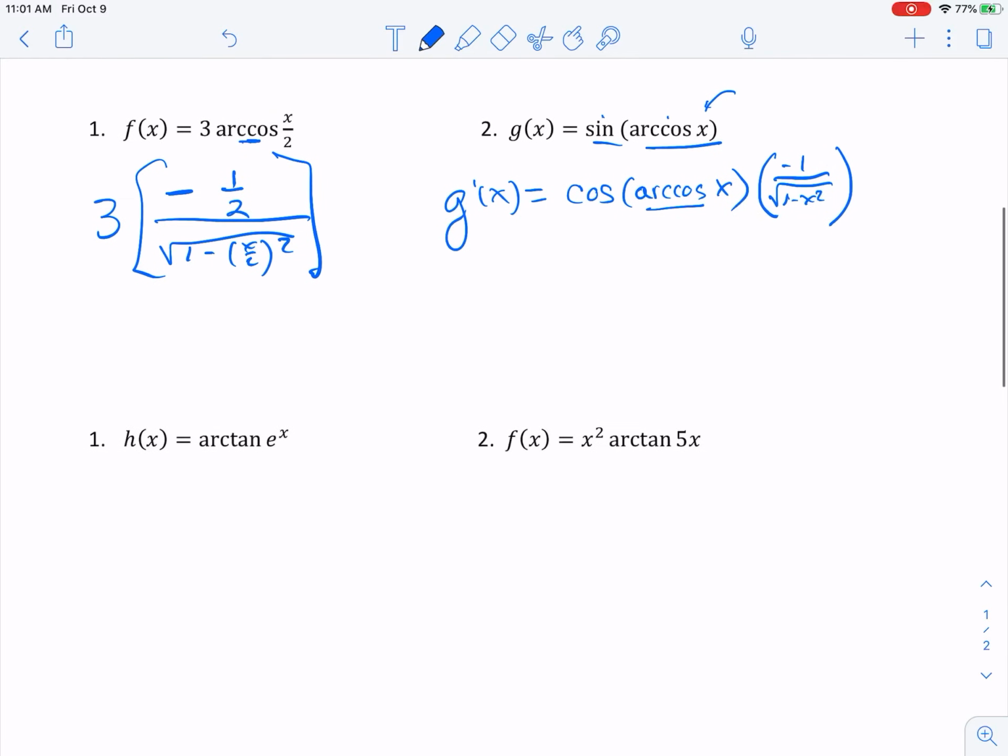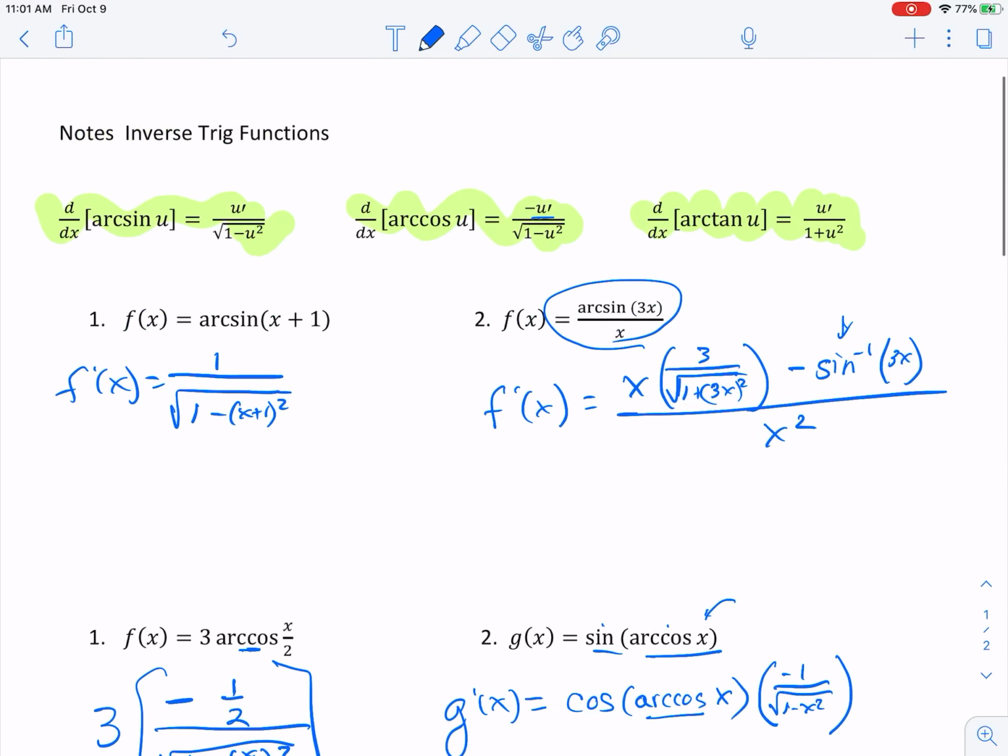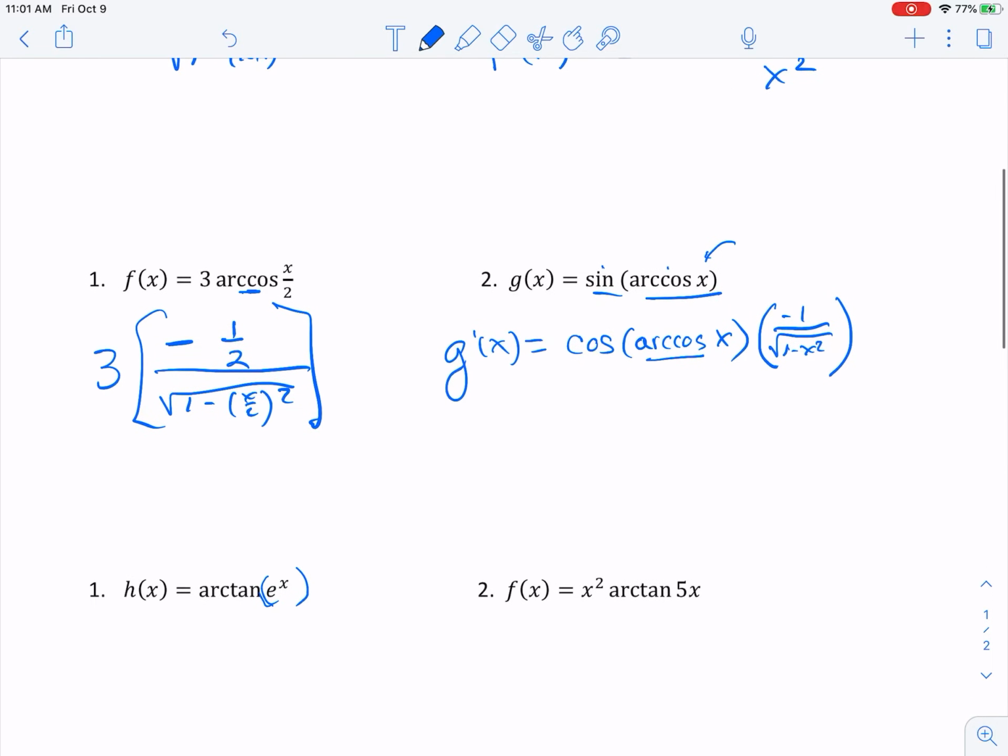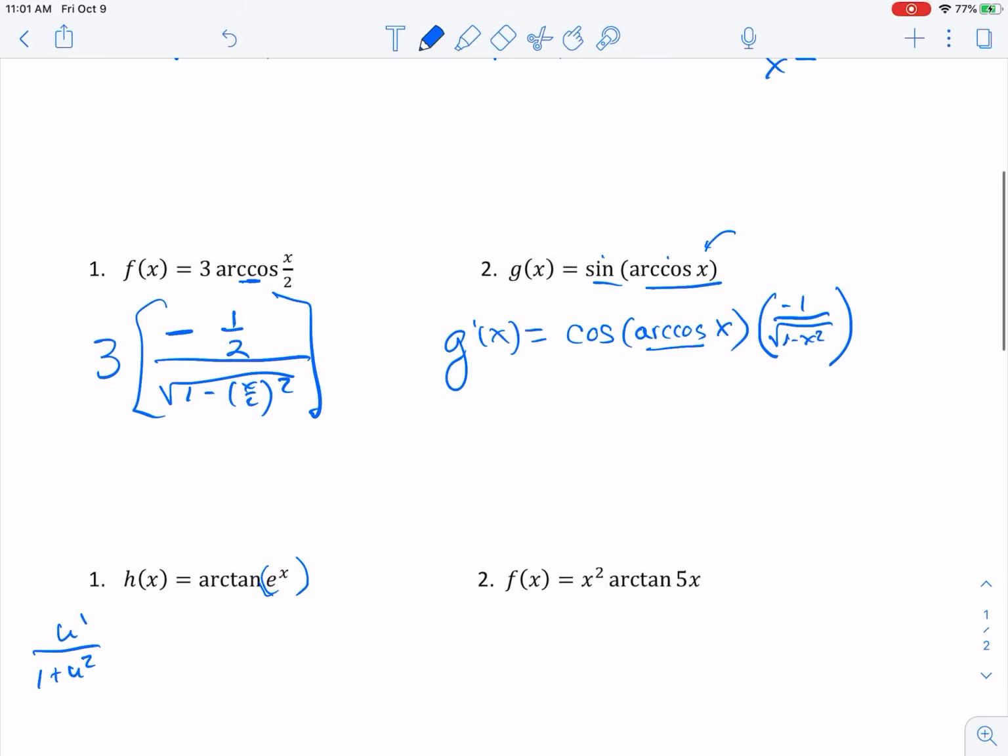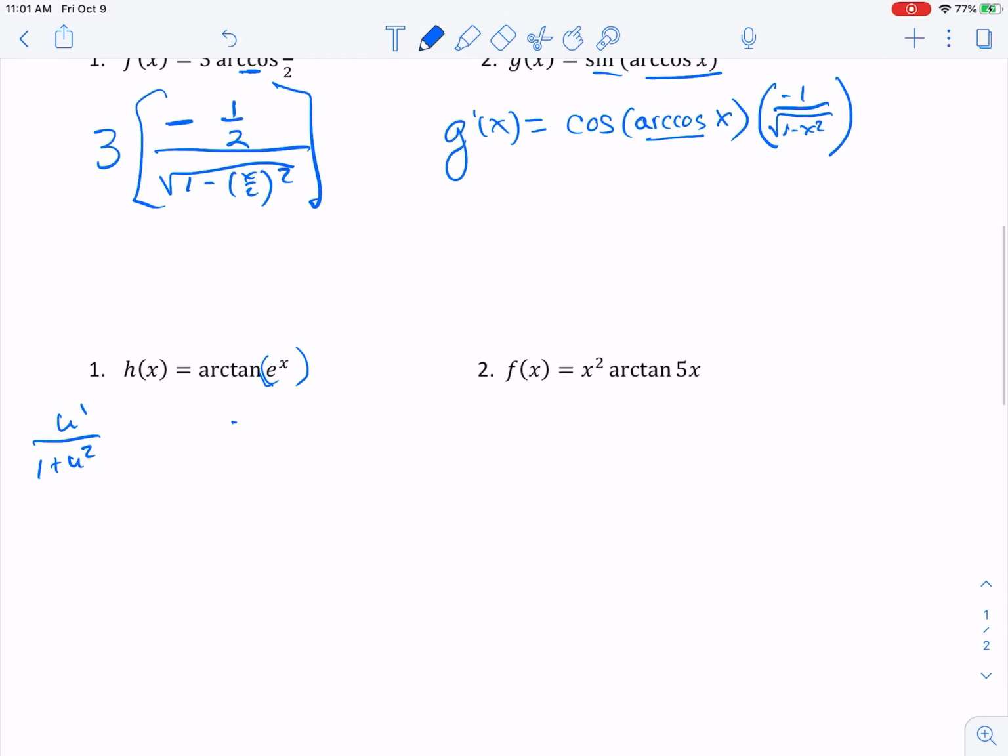Okay, arctan, here's my argument. This one doesn't have a square root in it. It's u prime over 1 plus u squared. So u prime is e to the x. Remember, the derivative of e to the x is e to the x. U, not u, silly girl, is e to the x squared. So that's 2x.